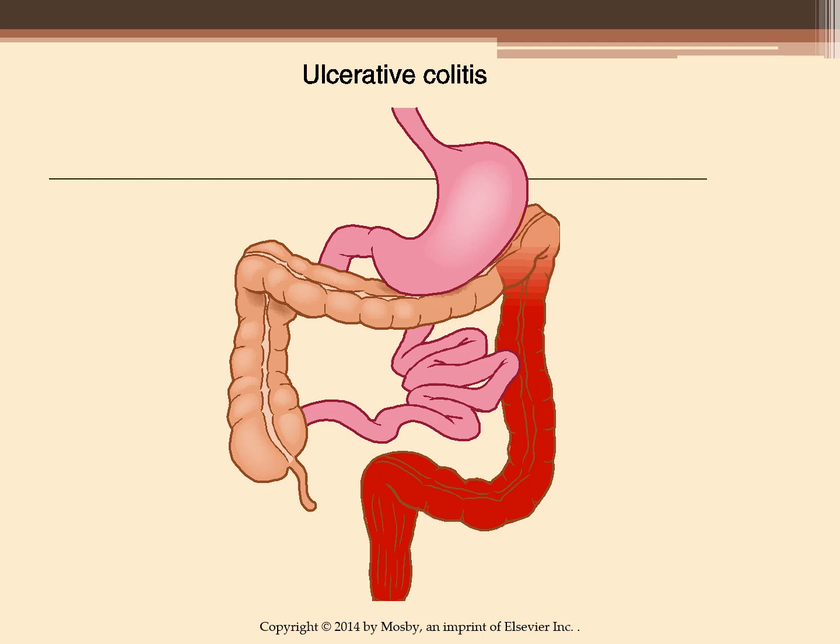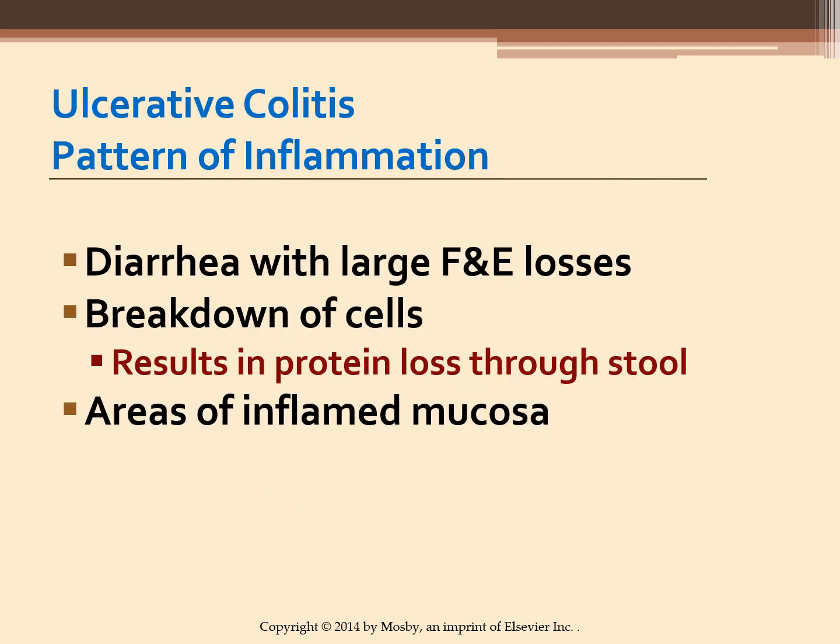The inflammation and ulceration occur in the mucosal layer, which is the innermost layer of the bowel, not as deep. Because it doesn't go as deep, you really won't see issues like fistulas and abscesses, which are pretty rare compared to Crohn's disease. You'll see diarrhea with large amounts of fluid and electrolyte losses. The breakdown of cells results in protein loss through the stool in areas of inflamed mucosa. There are also pseudopolyps, which are tongue-like projections into the bowel lumen that can lead to a bowel obstruction.